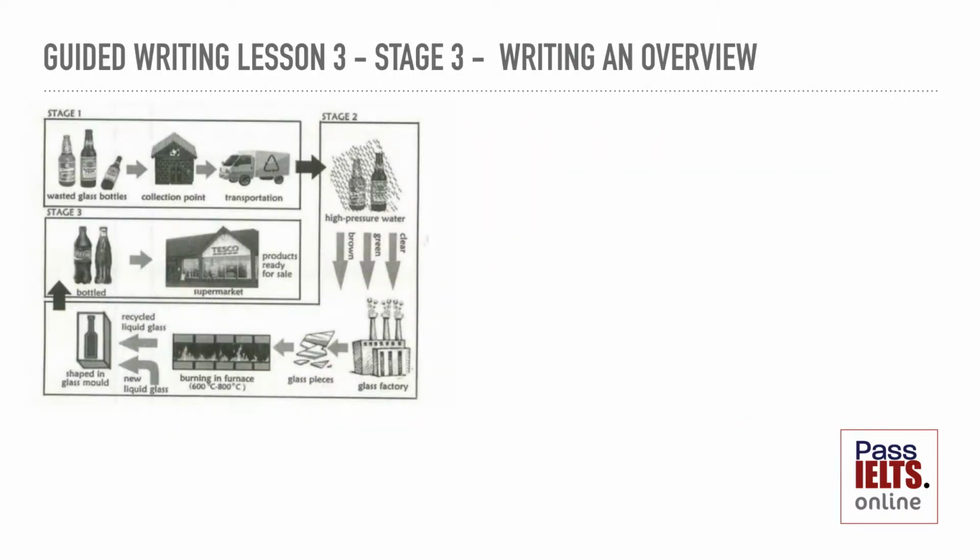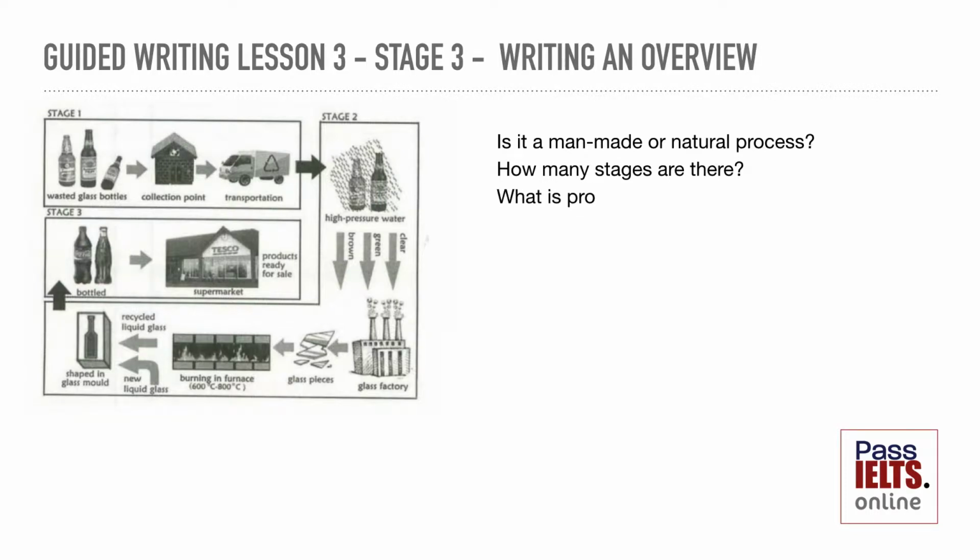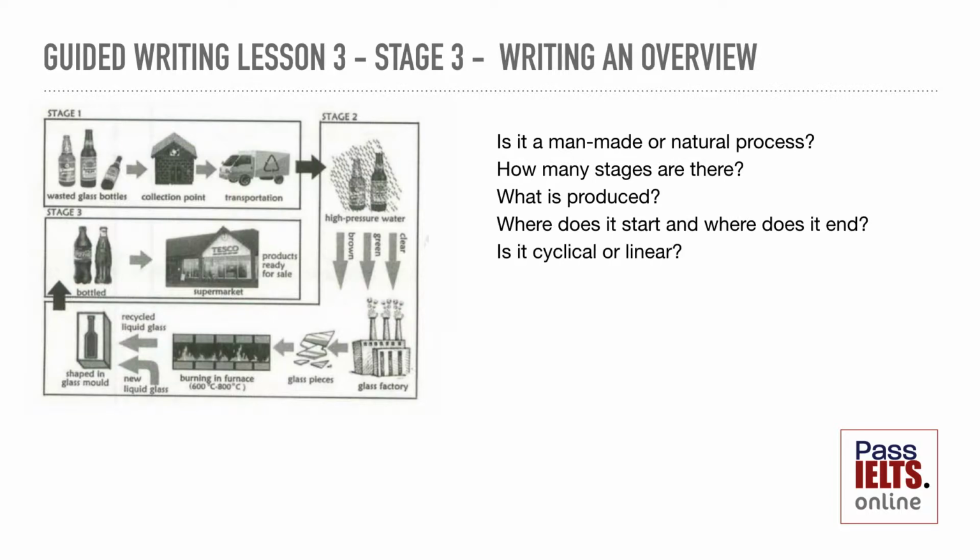Now you're going to take a few minutes to write the overview. So you need to ask yourself these questions. Is it man-made or natural? How many stages or steps are there? What is produced? Where does it start and where does it end? Is it cyclical or linear? Are any materials added? You can ask yourself these questions and then write an overview using those main ideas. This is my overview.